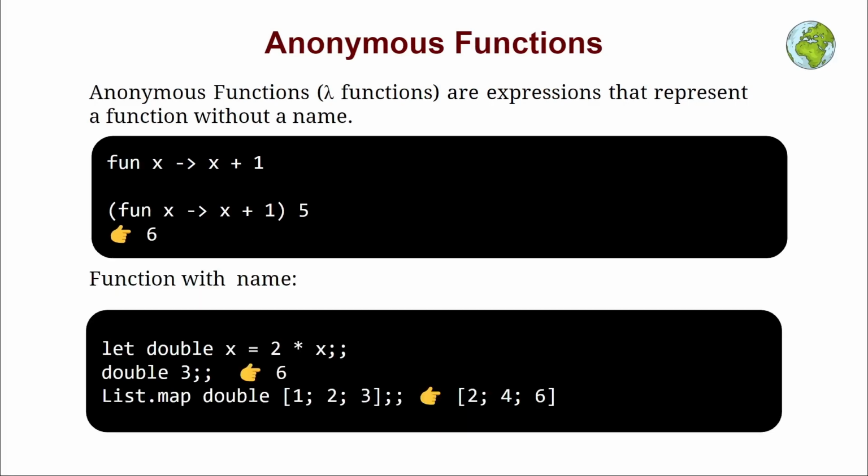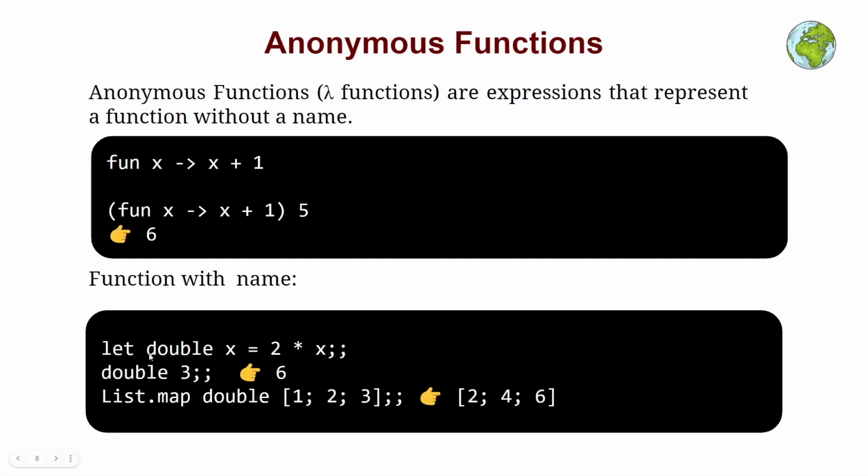We can differentiate these anonymous functions from named functions. For instance, here we are defining a function with a name, the name double, that, given an input x, returns 2 multiplied by x, right? So if we apply this function double to the element 3, which is the input, the output is going to be 6.